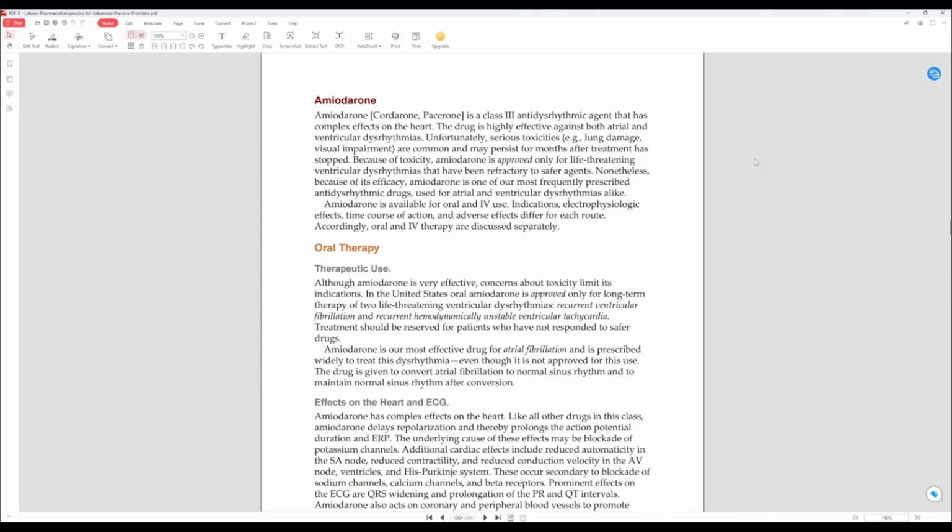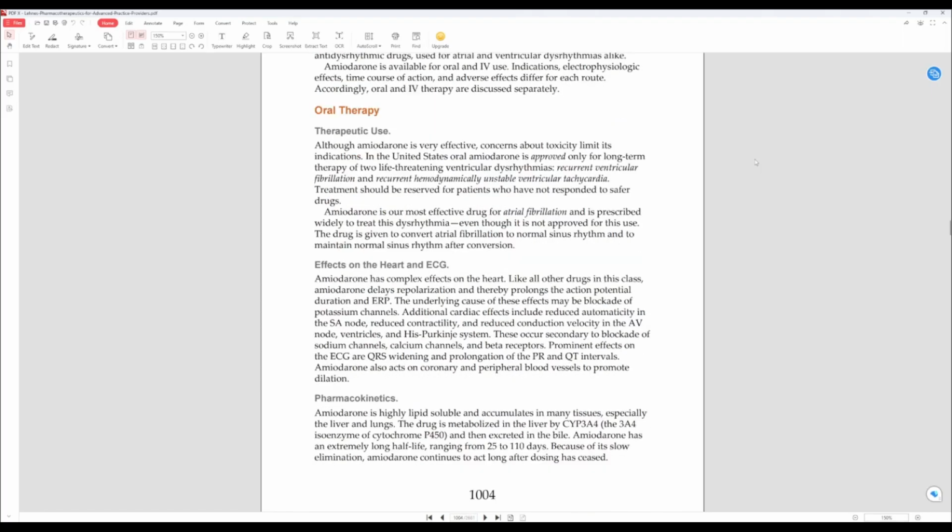Amiodarone is also available for oral and IV use. Indication, electrophysiologic effects, time course, and adverse effects differ for each route. Accordingly, oral and IV therapy will be discussed separately. So, its oral therapeutic use. Amiodarone is very effective, with concerns about toxicity limiting its indication.